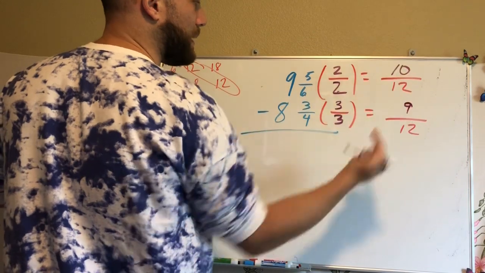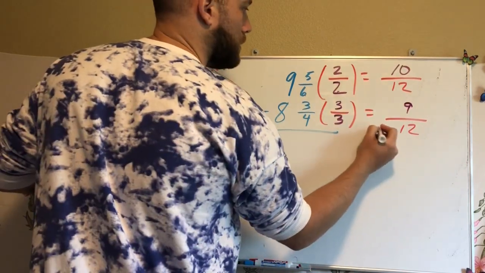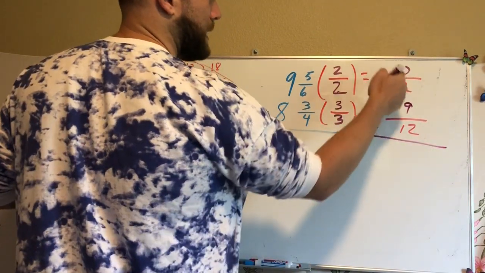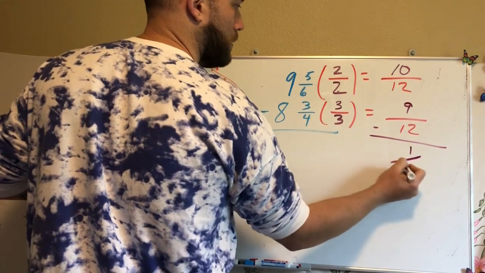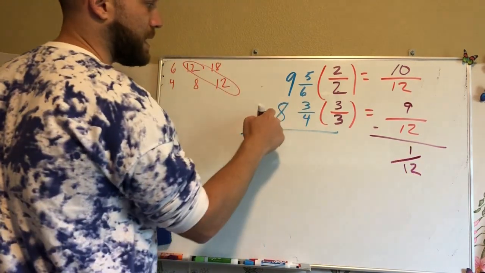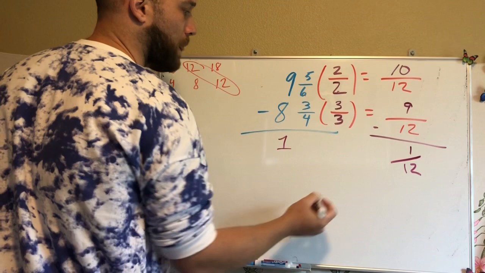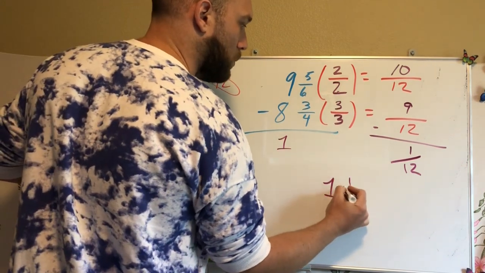Look, it's already set up. I don't even need to borrow. Subtraction. 10 minus 9, 1. So I have 1/12 over here. What's 9 minus 8? 1. What's my answer? 1 and 1/12.